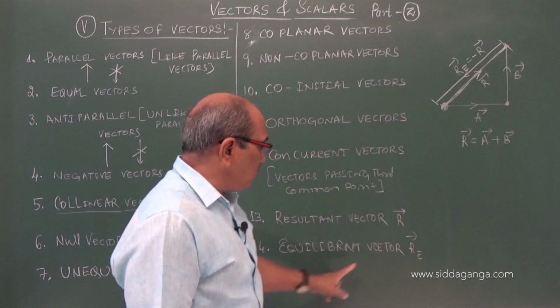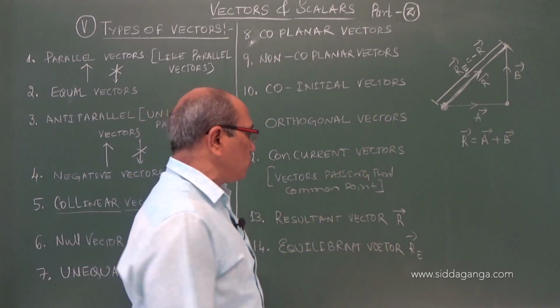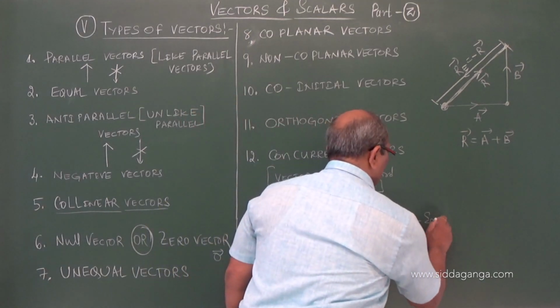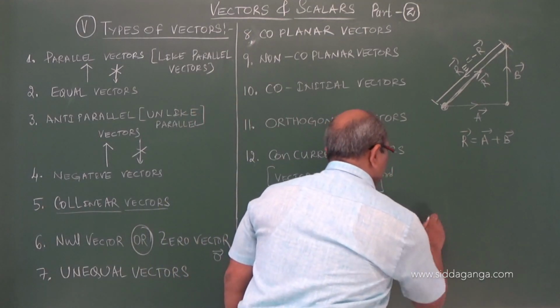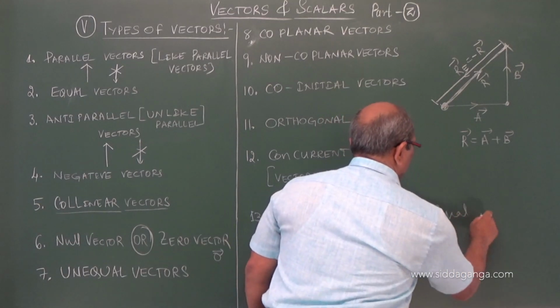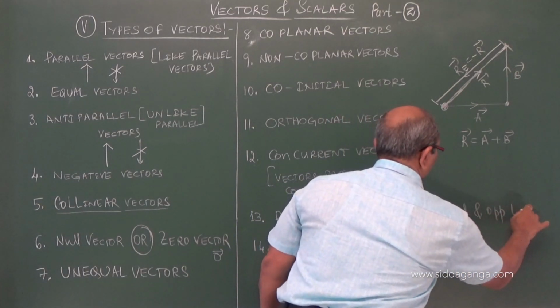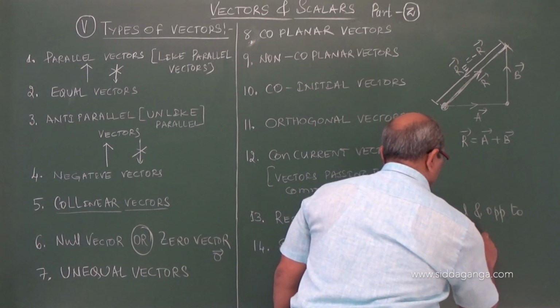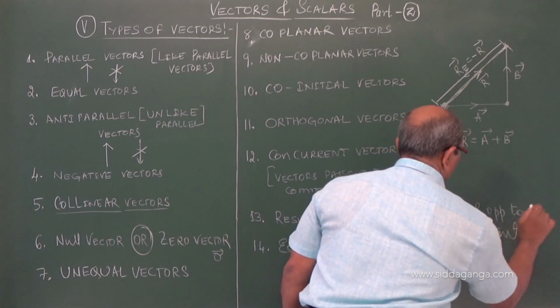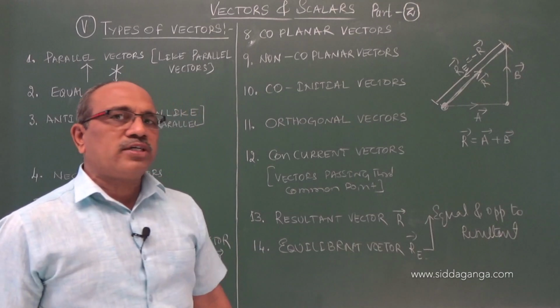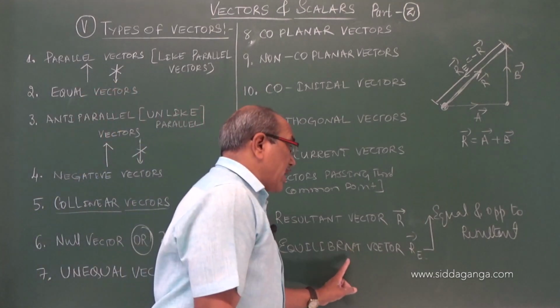Therefore, equilibrant is always equal and opposite to the resultant. It is equal in magnitude but opposite in direction to the resultant.